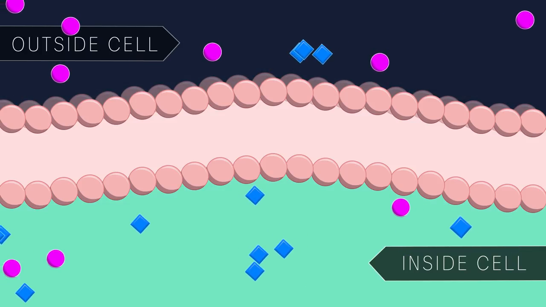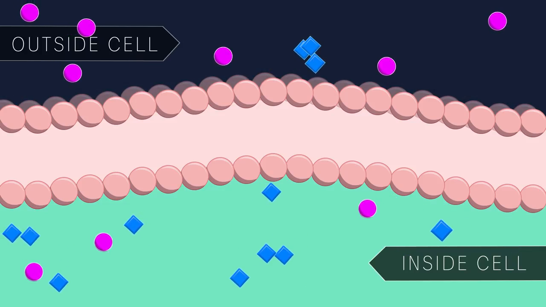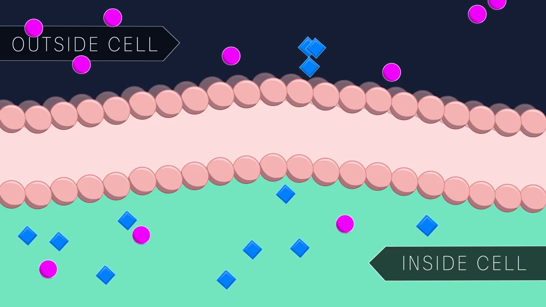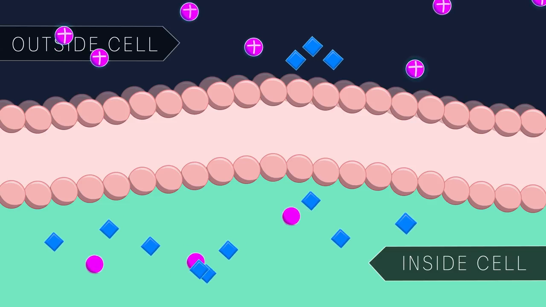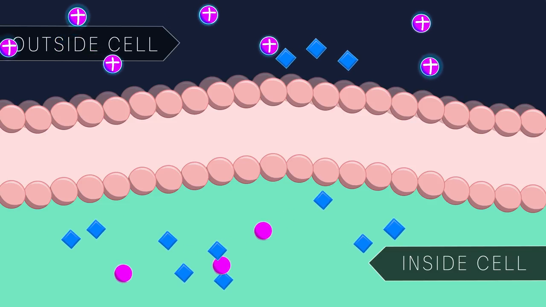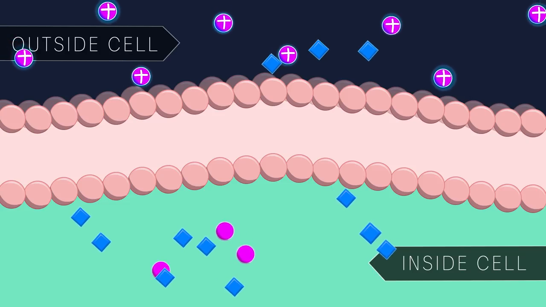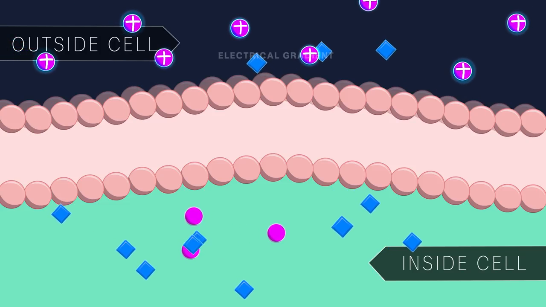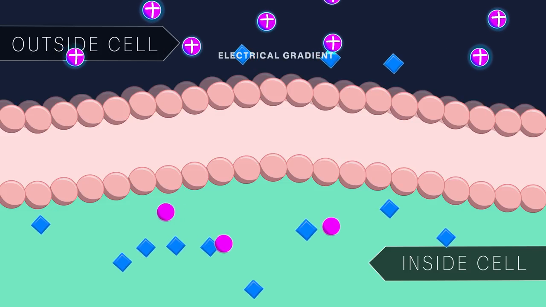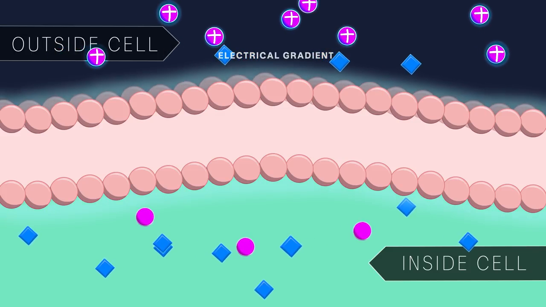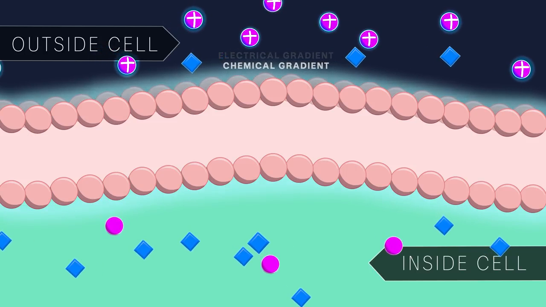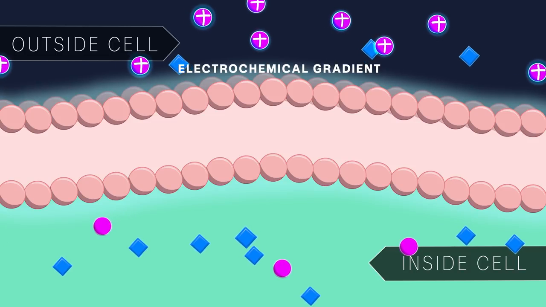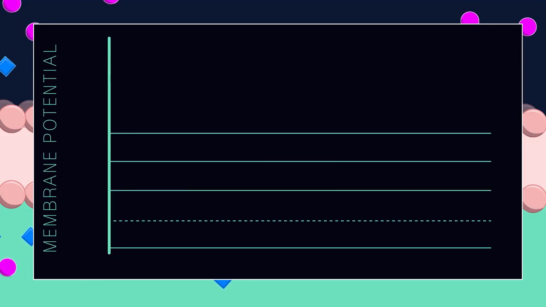Because ions are charged particles, we also need to consider their charge when thinking about their distribution across the membrane. At rest, there are more positively charged ions outside the cell relative to the inside. This creates a difference in charge across the membrane, which is called an electrical gradient. Together with the chemical gradient we already mentioned, we refer to this ionic imbalance as the electrochemical gradient. The difference in total charge inside and outside of the cell is called the membrane potential.